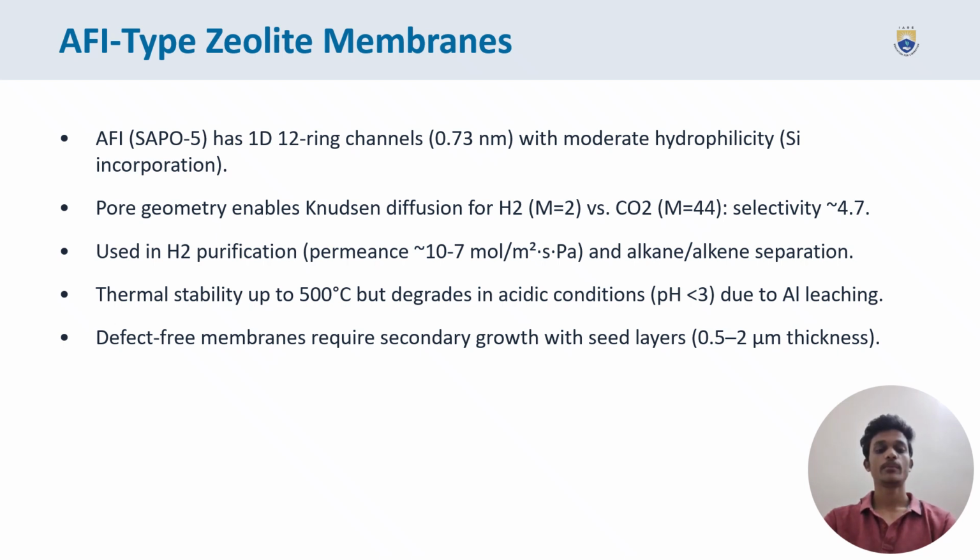AFI type zeolite membranes. AFI has 1D 12 ring channels with moderate hydrophobicity. Pore geometry enables Knudsen diffusion for H2 versus CO2 selectivity 4.7. Used in H2 purification and alkane and alkene separation. Thermal stability up to 500 degrees Celsius but degrades in acidic conditions due to aluminum leaching.